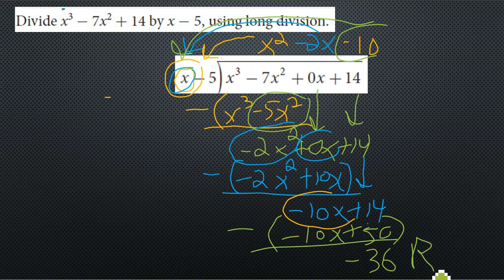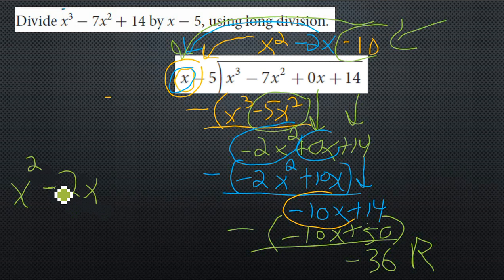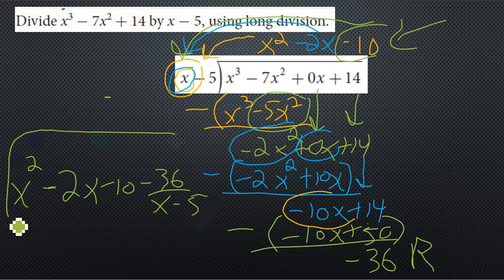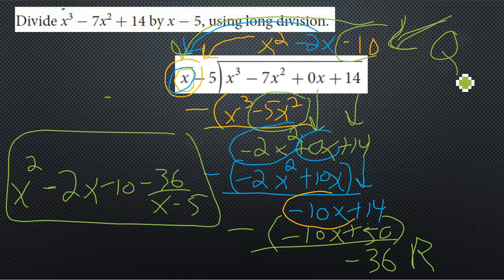So how do we write our final answer? Well, we take our quotient, which is up here, and just write it out. x squared minus 2x minus 10. And then we have this remainder, and it's negative, so I'm going to write negative 36 over the divisor, x minus 5, like that. And that is my final answer. If you're asked for the quotient, it's the part on the top part. So your quotient's up here, and your remainder is down here.